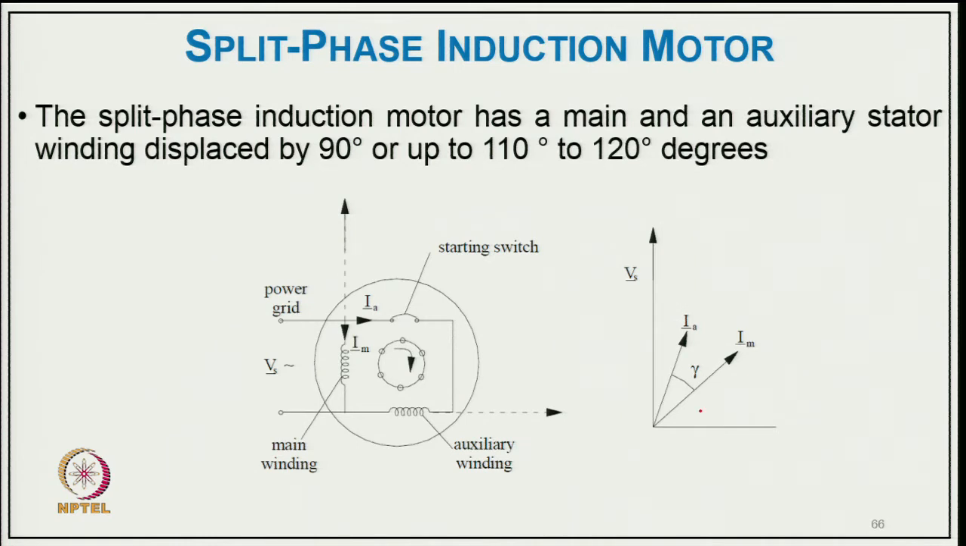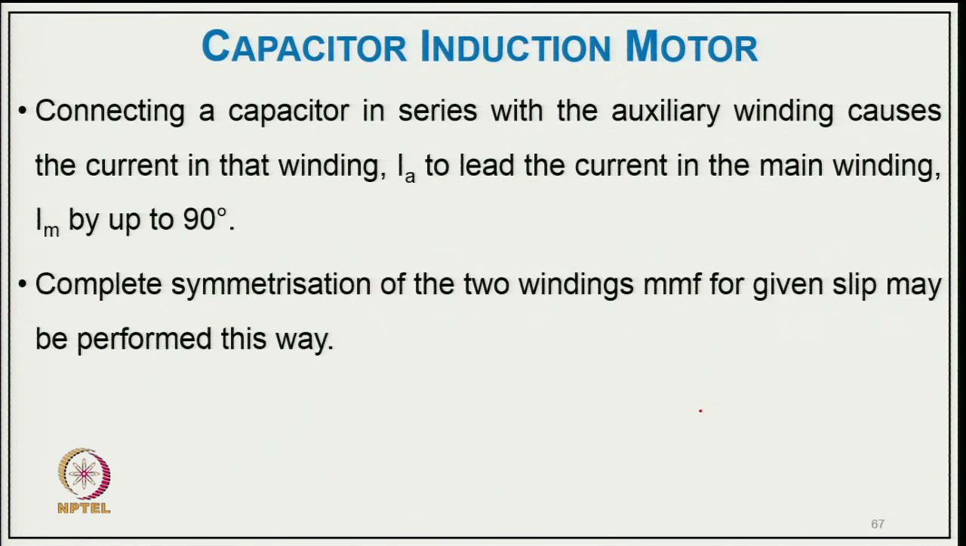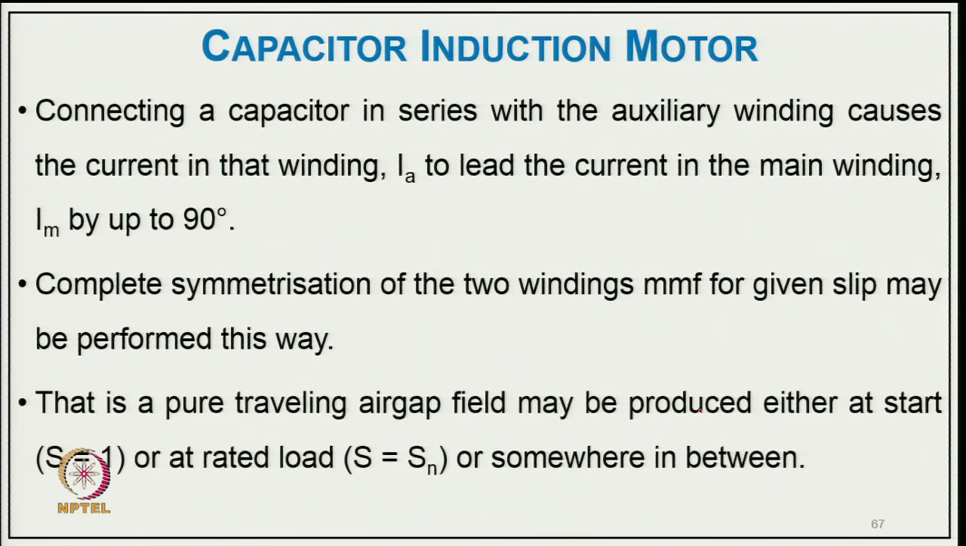So, this is the displacement between the currents of the two, or you can call it the angle of the impedance of both the windings. Connecting a capacitor in series with the auxiliary winding causes the current I_A to lead the current in the main winding by 90 degrees, and completely symmetrizes the two winding MMFs. A pure traveling air gap field may be produced either at start, S equal to 1, or at rated slip, S equal to S_N, or otherwise in between.